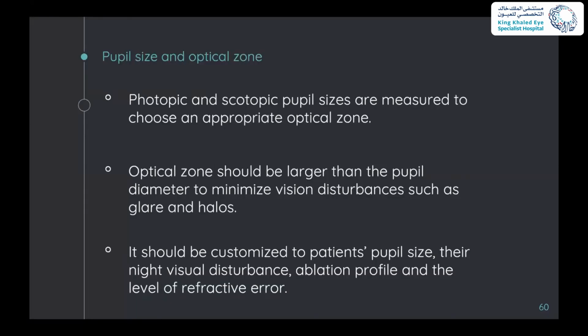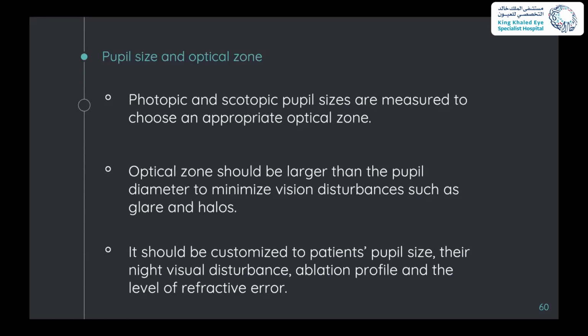Pupil size and optical zone. We actually measure the pupil size in photopic and scotopic conditions in order to select an optical zone. The optical zone, generally speaking, should be larger than the pupil diameter, and the reason is to minimize the disturbance from the aberrations.